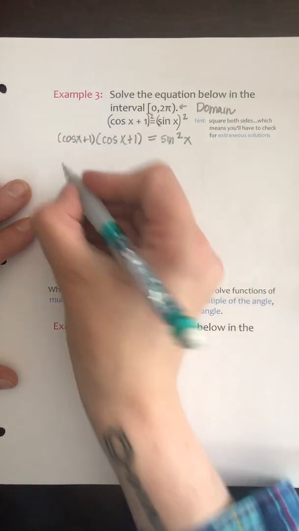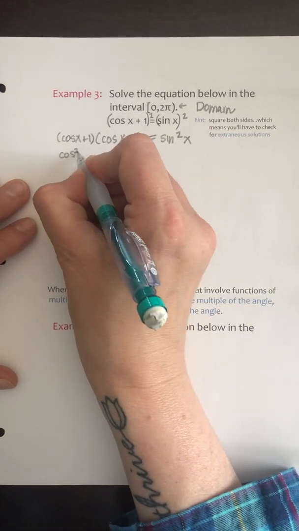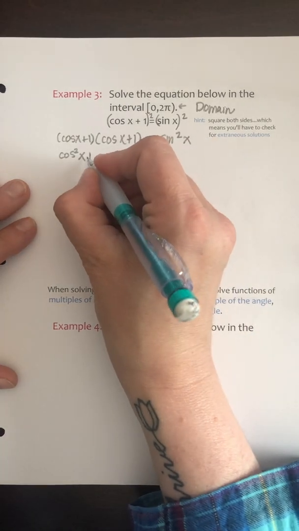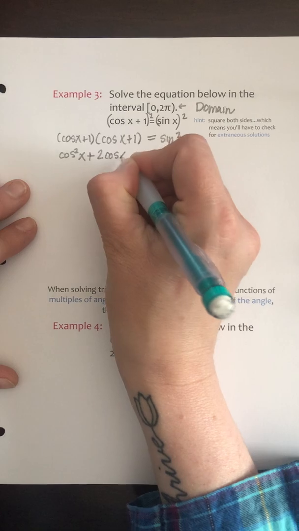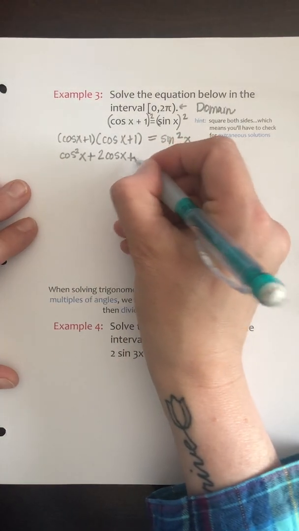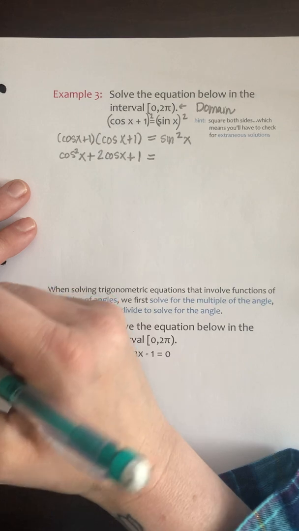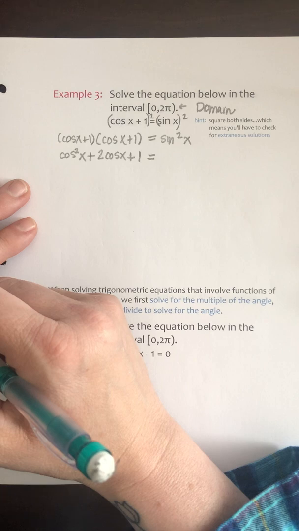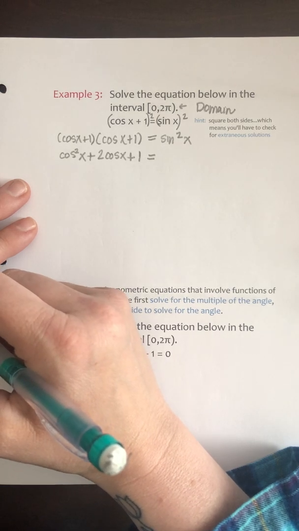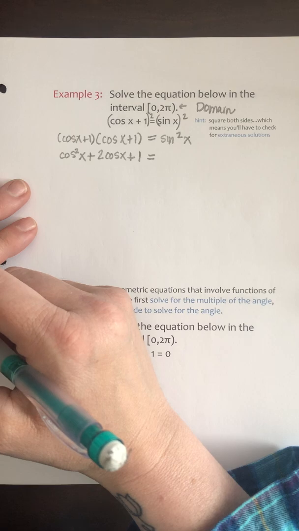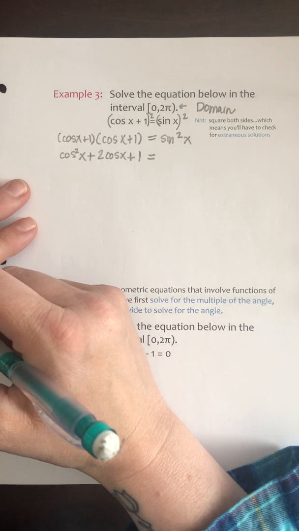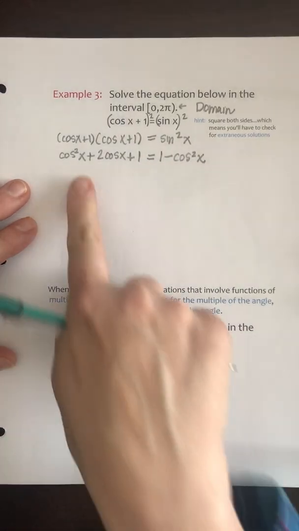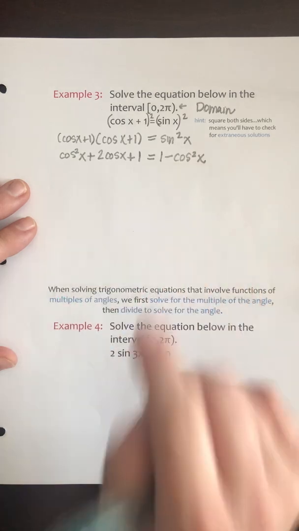So let's FOIL together. First, I would get cosine squared x. Outer, I would get cosine x. Inner, I would also get cosine x. So I'm gonna go ahead and combine like terms, and now I have 2 cosine x. And then for last, I'm gonna have 1. Now on the other side, I have sine squared x. But what do we know about sine squared x? Well, going back to that Pythagorean identity of sine squared x plus cosine squared x equals 1, if I were to solve for sine squared x, I would get 1 minus cosine squared x. So let's do that, because then that way all we're dealing with now are cosines.